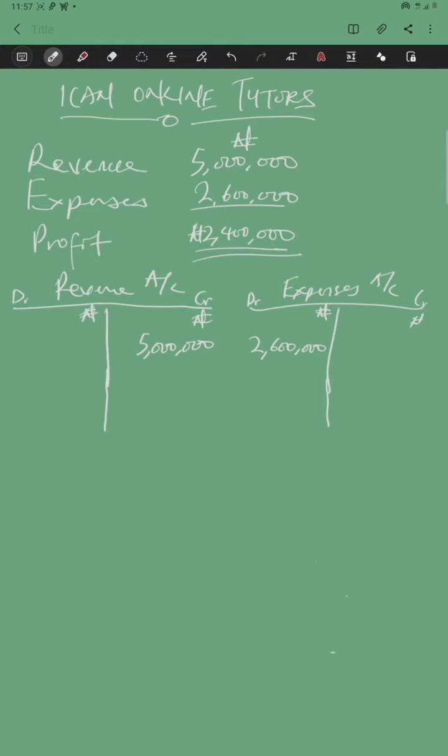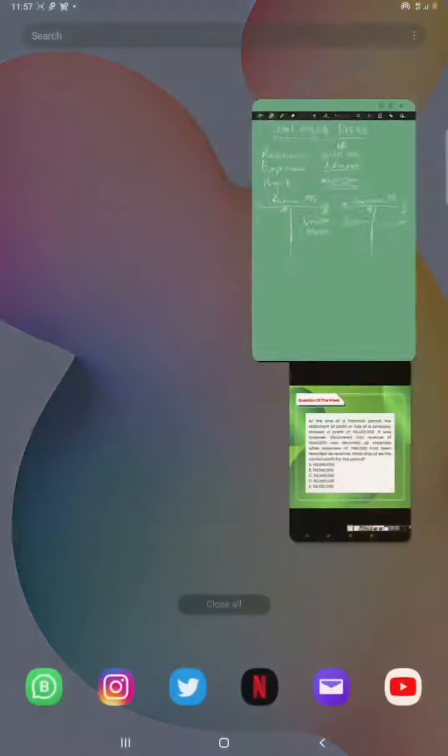So let's correct this. Revenue had been understated, so we add 240,000 naira back to revenue. Then we will remove 240,000 naira from expenses. But let's not close our account yet, because there's still another part of the question. So let's go back to the question again.